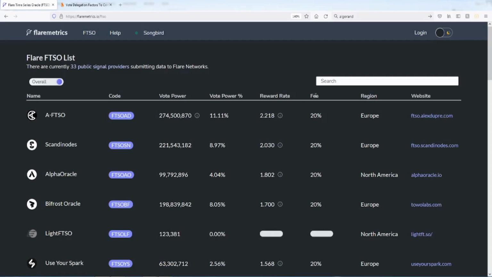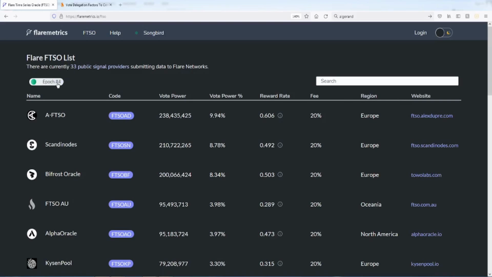Anyway, fees. This 20% fee means this is the reward rate after the 20% fees. So this is what you are getting after the fees. We keep 80% and they take 20%, but they already took the 20% from this reward.